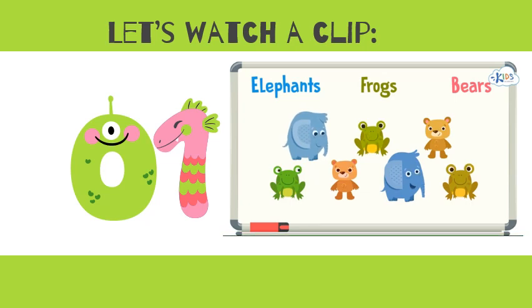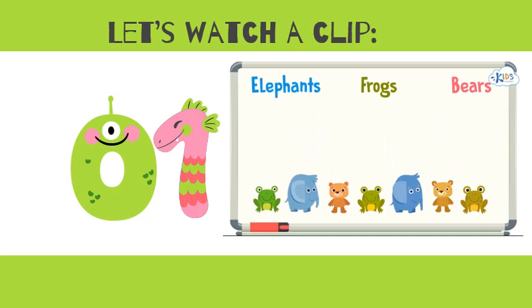Awesome! Let's sort group by group, or in this case, animal by animal. We'll find and sort all of the same type of animal before moving on to the next type. We can start with elephants, and then move on to frogs, and finally the bears. Let's get started. Here's an elephant. Awesome! Let's put him in the group for elephants.